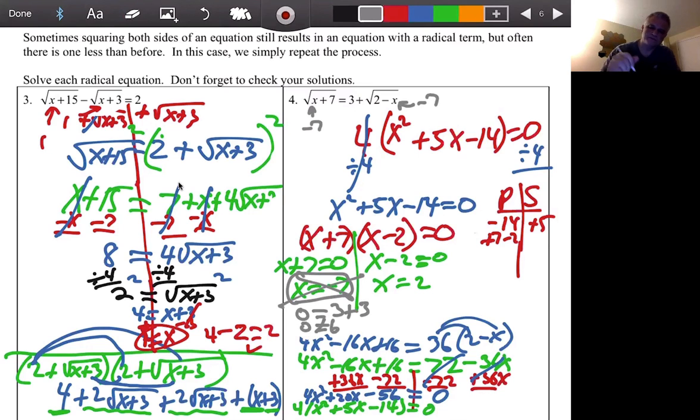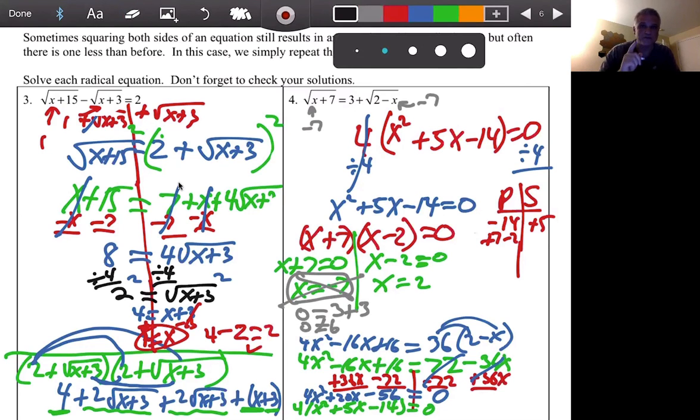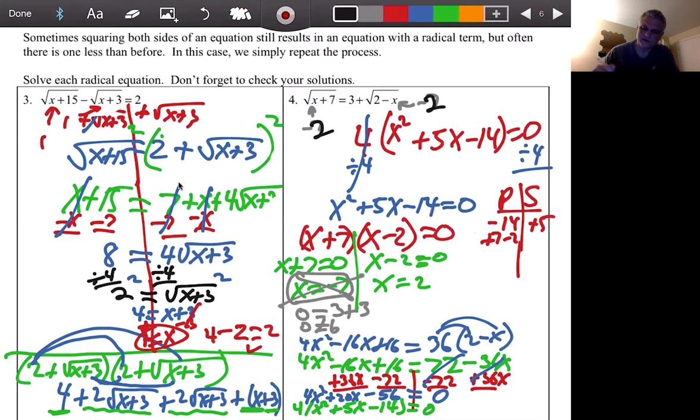How about 2? Don't take for granted that it is. Okay? Don't guess. So let's put 2 here and here. All right. 2 plus 7. Take the square root of 2 plus 7. Okay, so the square root of 9 is 3. Equals 3 plus 2 minus 2, and you take the square root of it. Well, that's 0. Hey, 3 equals 3, yes. So my answer is x equals 2.